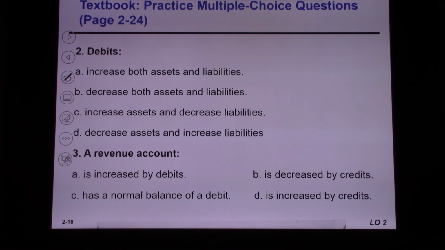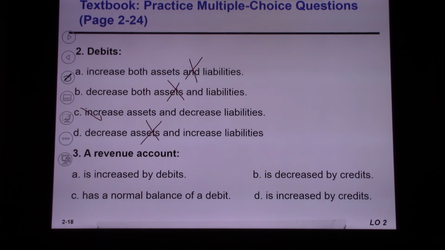Debits increase both assets and liability. Debits increase assets only. Debits decrease both assets and liability. No. Debits increase assets and decrease liability. This is true. D, decrease assets and increase liability.